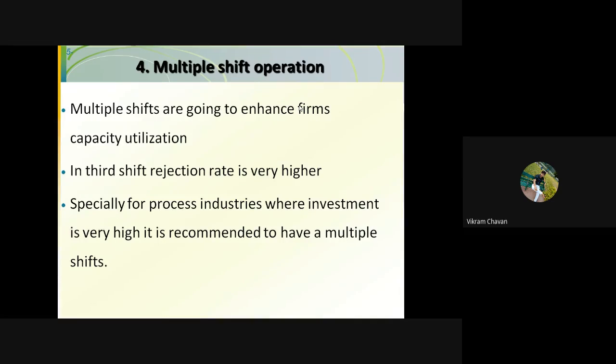So please note down multiple shift operation. I will give you 2 minutes. Please note down. Is there any problem? You can mention it in the chat box. Whether you understood what is meant by multiple shift operation, or should I elaborate once again? If there is any doubt or question you can ask, and simultaneously you can note down the points related to multiple shift operation.